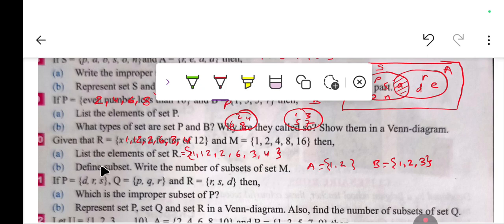So we can write the definition of subset: two sets in which set B contains all the elements of set A. That is why set A is the subset of set B. That's finished. You can write it by making an example.